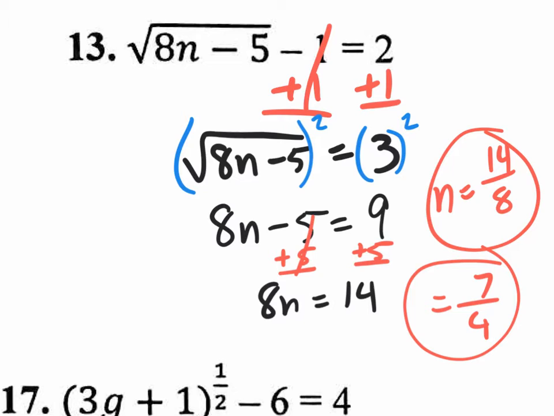Now, we need to double check it, right? When you double check, it might even be easier to not reduce it, because if you plug in 14 over 8 for n, the 8 and the 8 would cancel out, and you'd have 14 minus 5, which is 9, and you'd have the square root of 9, which is 3, and then 3 minus 1 would give you the 2 that's there. So that's what we call double checking, where you plug it back in. I didn't show my work. Should I show my work plugging it back in?